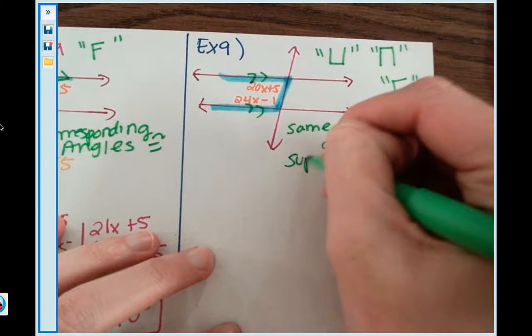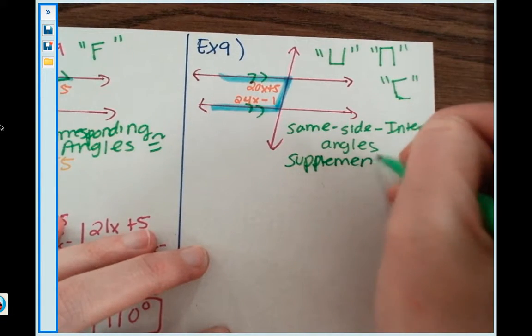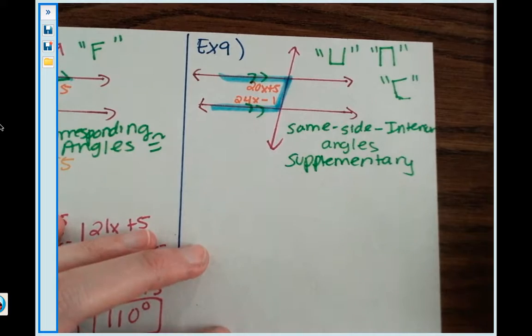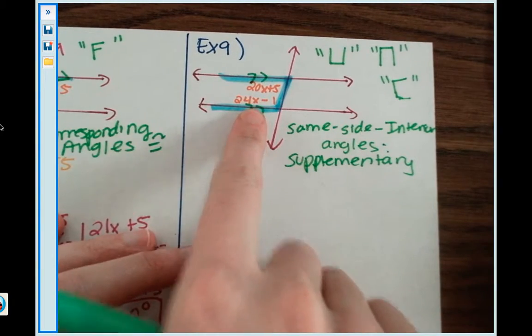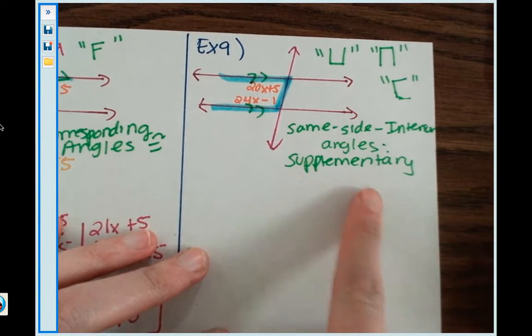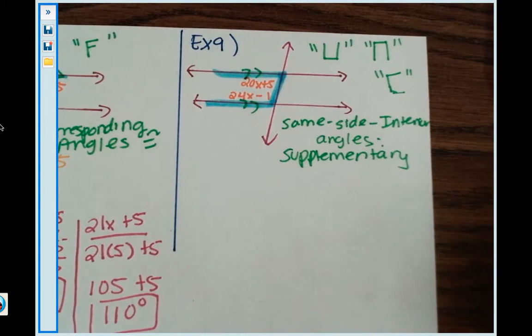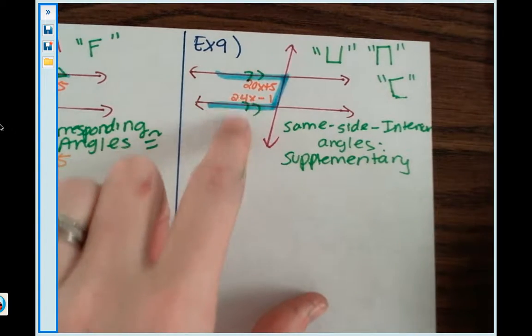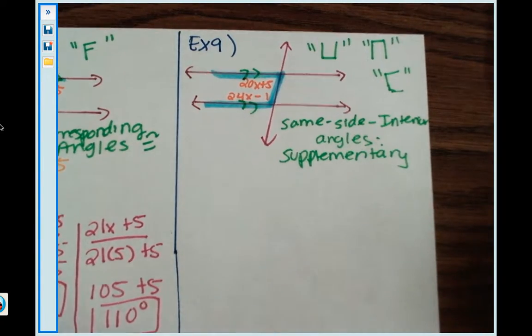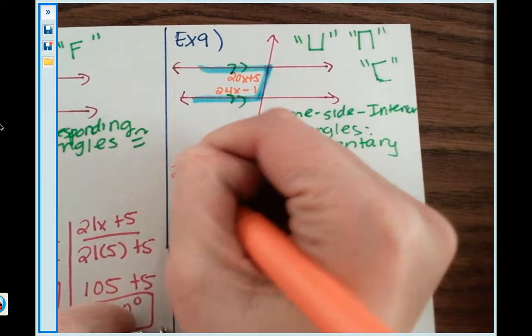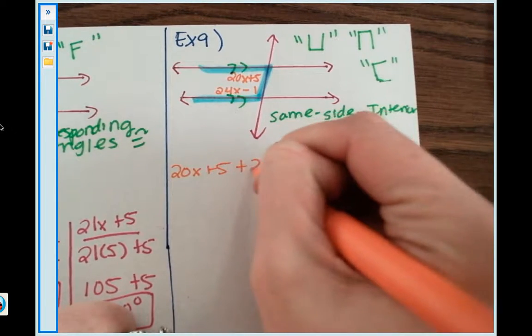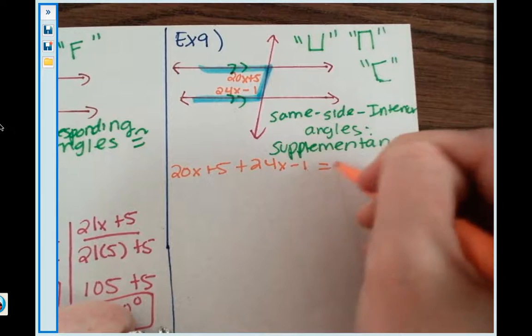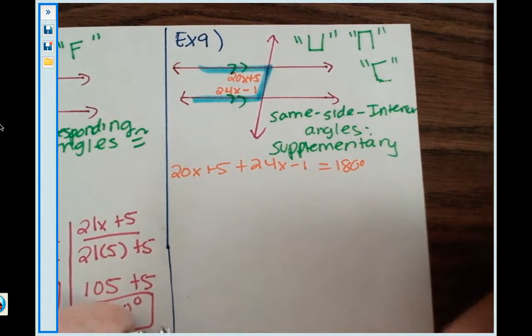Okay, so these are supplementary, which means they add up to be 180. When we set this up, we're not going to set them equal to each other, because they're supplementary, which means they add up to 180. All right, let's do this thing. I'm going to extend this down just a little bit. I'm going to add these two together and set them equal to 180. So 20x plus 5 plus 24x minus 1 will equal 180. Let's see what happens.